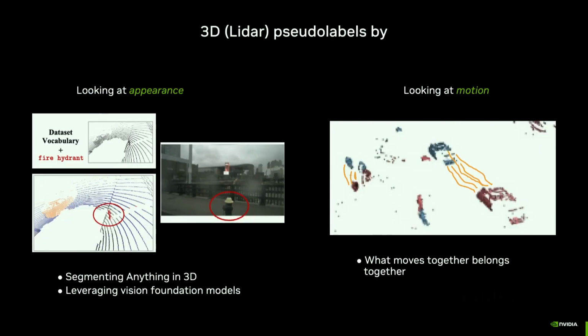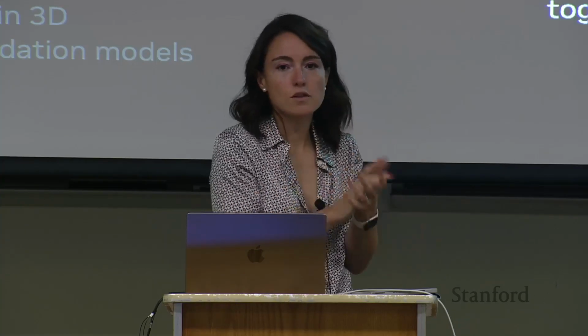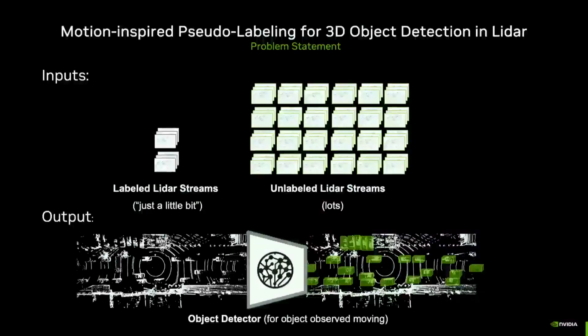Can I detect any moving object even if I don't know what it is? This is basically the second work that we call What Moves Together Belongs Together. The idea here is let's try to find clusters of LiDAR point clouds that move together, and let's use those as object instances. And then we're going to, again, train a model on top. So let me go a little bit more in detail here.